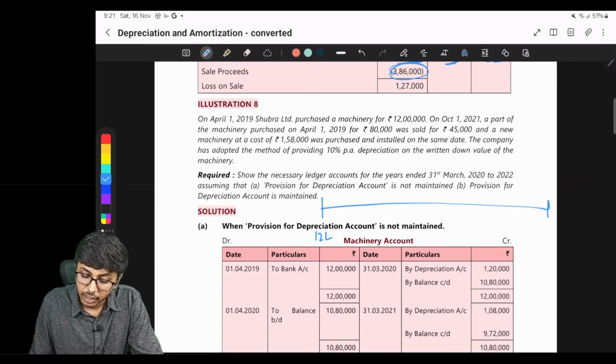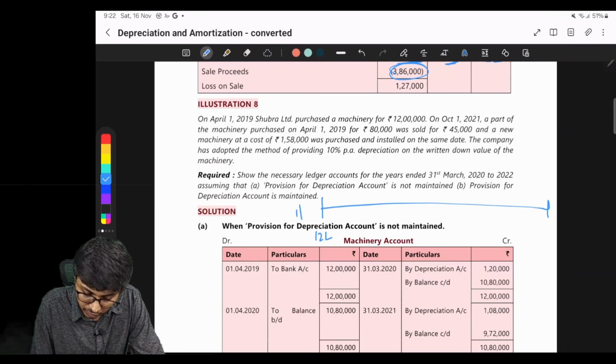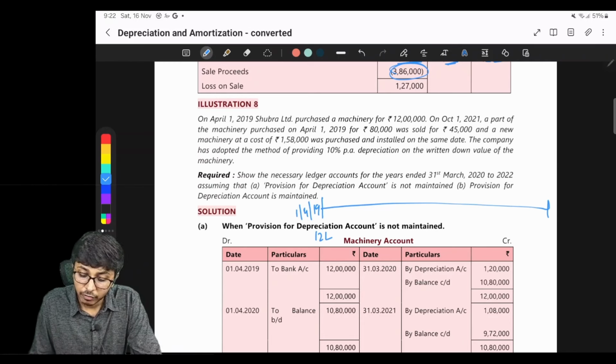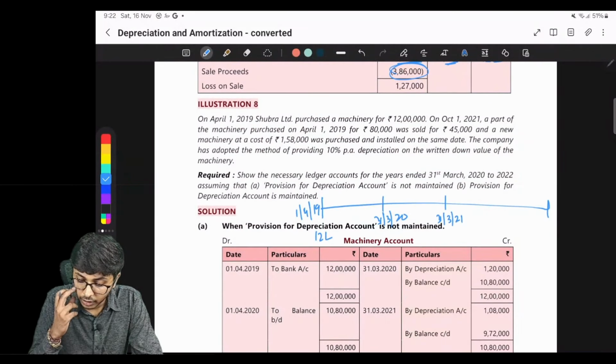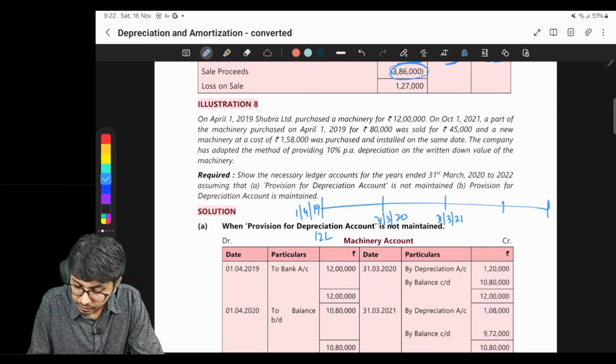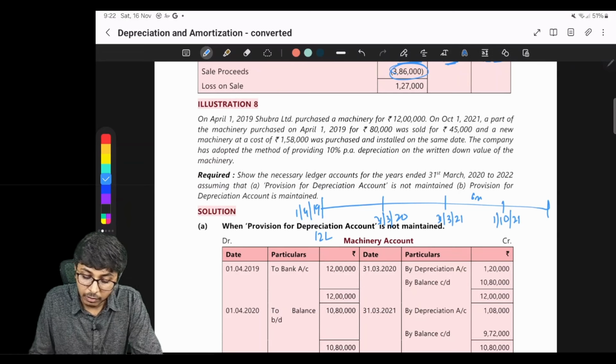Then on 1st April 19, you purchased for 12 lakhs. On 1st October 20 is done. 31st March 20 is done. 31st March 21 also is done. Then they are telling October 1st, after 6 months. On 1st October 21, they are telling a part of the machinery that was purchased here.